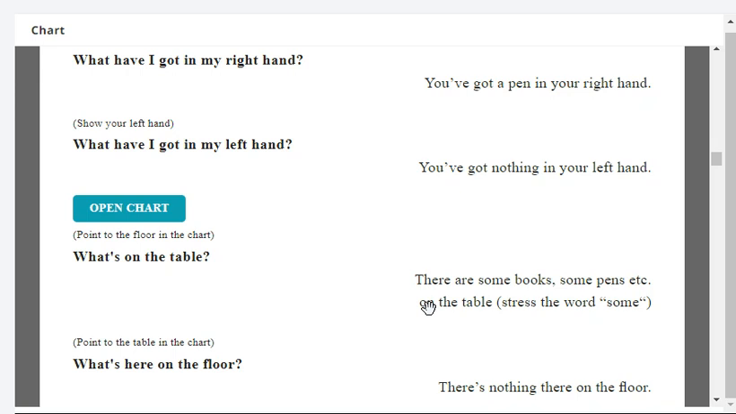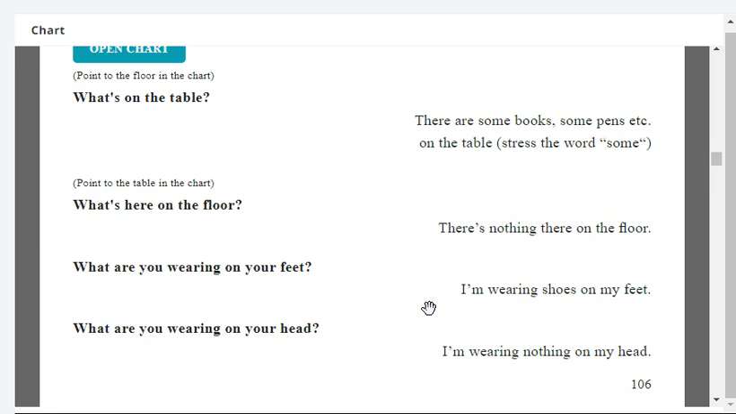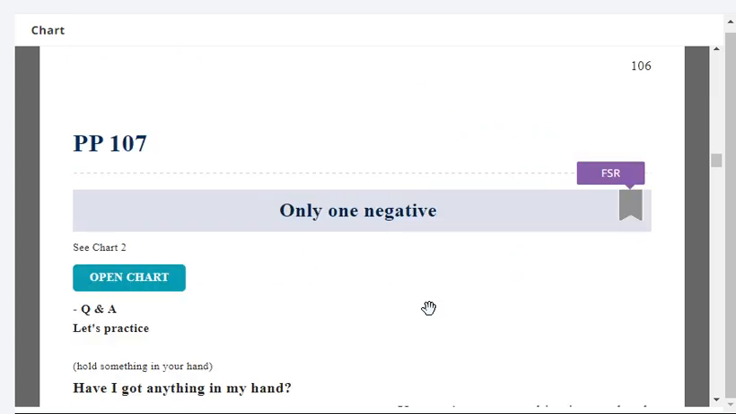Okay. What's on the table? There's a box on the table. What's on the floor? There's nothing on the floor. What are you wearing on your feet? I'm wearing nothing on my feet. What are you wearing on your head? I'm wearing nothing on my head. Very good.